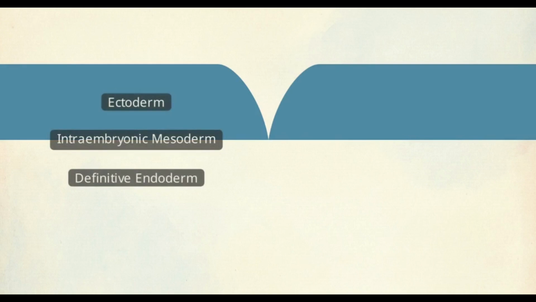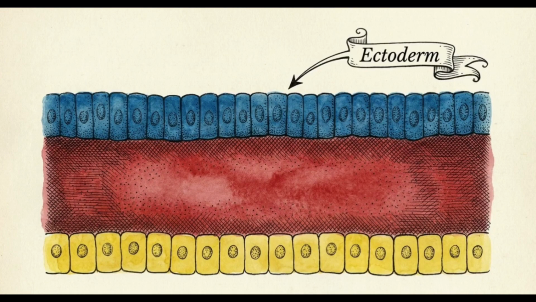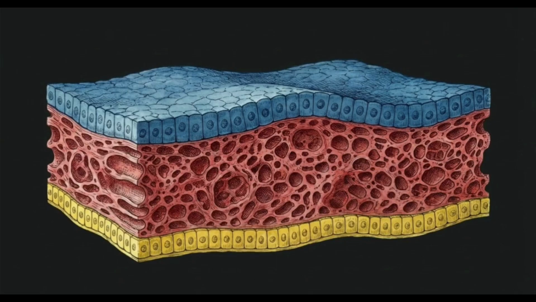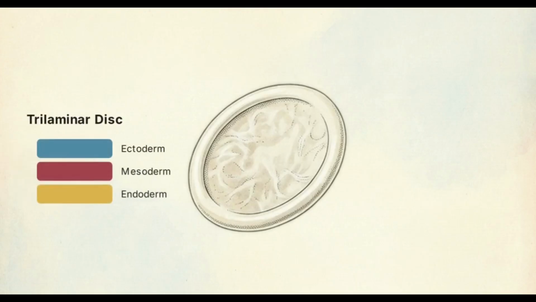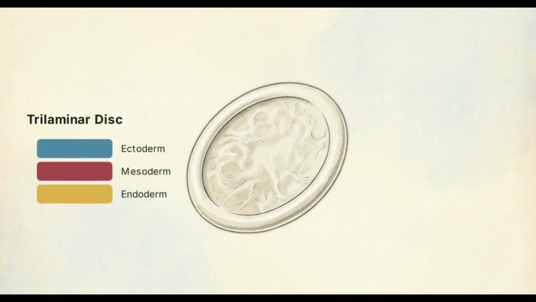Eventually, migration halts. The remaining surface epiblast cells solidify into their final position. This remaining surface layer is the ectoderm. Through the strict choreography of ingression, the embryo has physically built the 3-layered trilaminar disc. This structural rule of 3 stacked layers has 2 vital geographical exceptions.